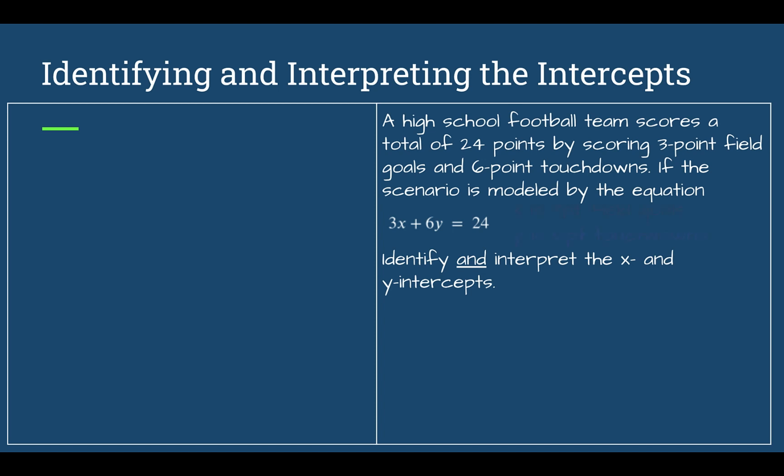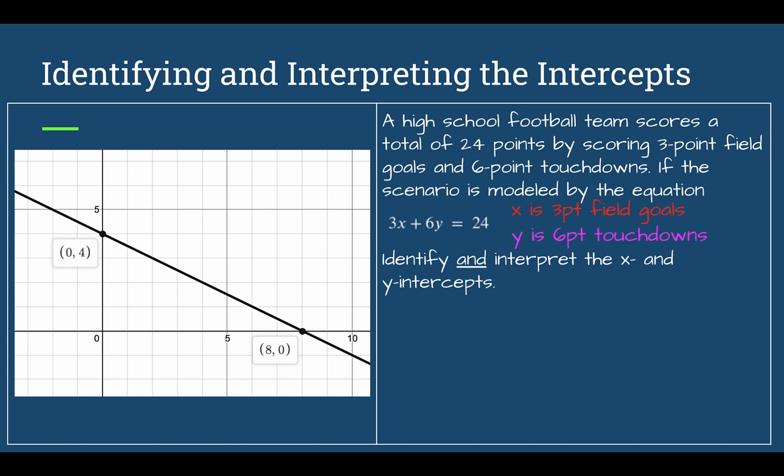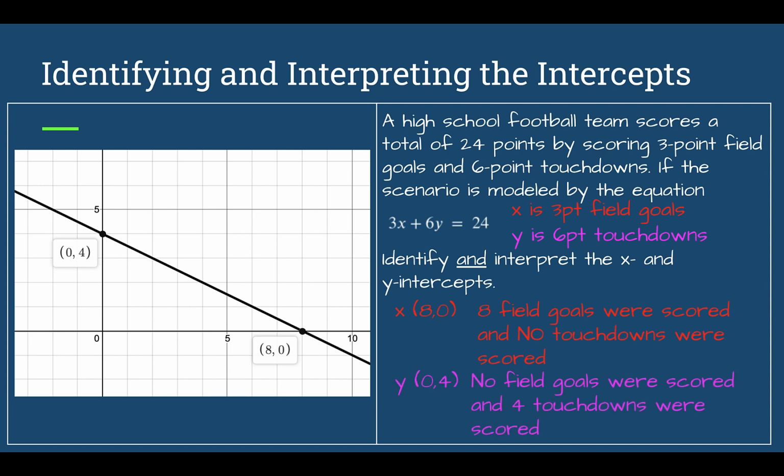Let's check our answers. Let's say x is 3-pointers and y is 6-pointers, so field goals and touchdowns. If we were to graph it on Desmos, 3x plus 6y equals 24, it looks like this. So your x-intercept was 8, 0, which means that there were 8 x's, so 8 field goals and no touchdowns. And your y-intercept, 0, 4, would mean there were no field goals and 4 touchdowns. That makes sense because we still have to equal 24 points.